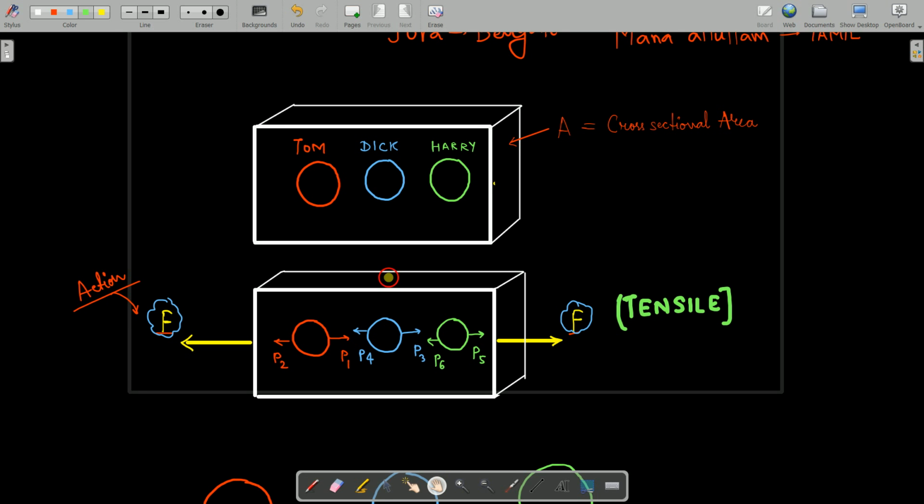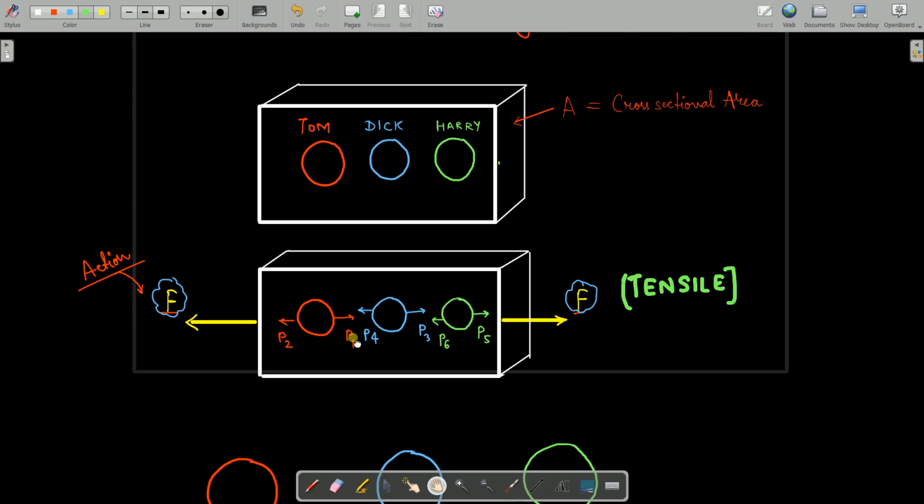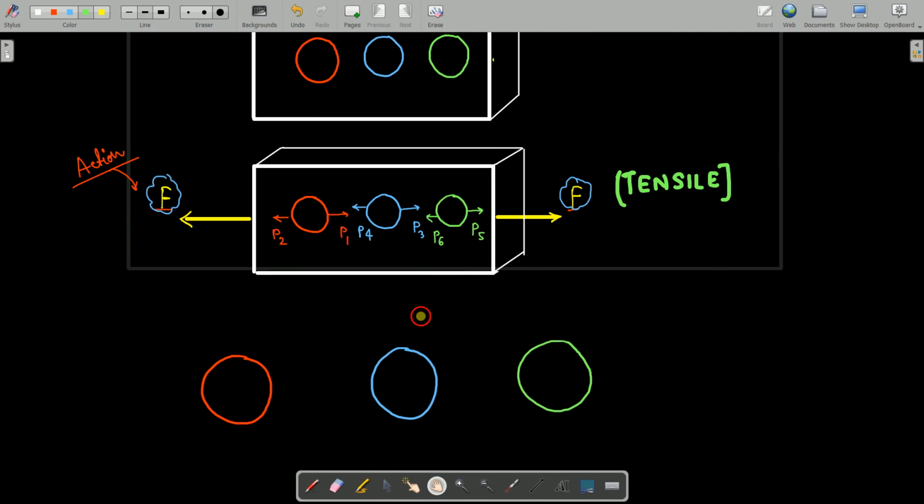Once again, I am applying an external force, due to which there is some reaction happening inside the particles or the molecules. So we are seeing things at the molecular level, and for your simplicity I have taken three different molecules and named them Tom, Dick and Harry. For Tom, what is happening? Due to this F force, P1 is the opposing force. Due to this right-hand side force F, P2 is the opposing force. The same goes for Dick, the same goes for Harry. Clear?